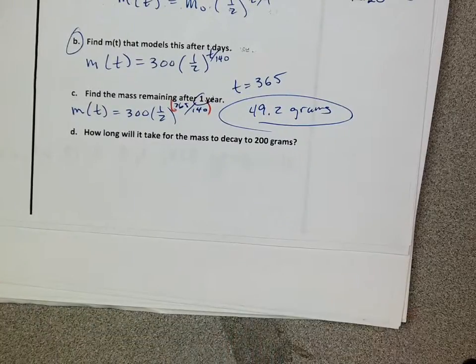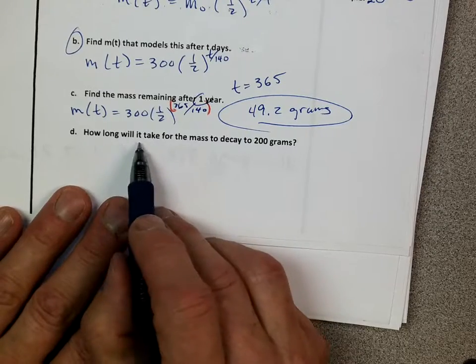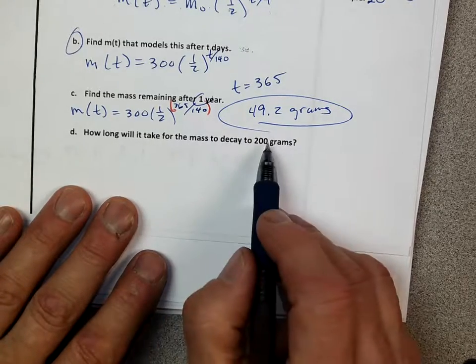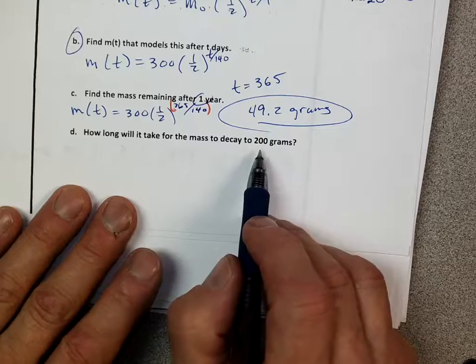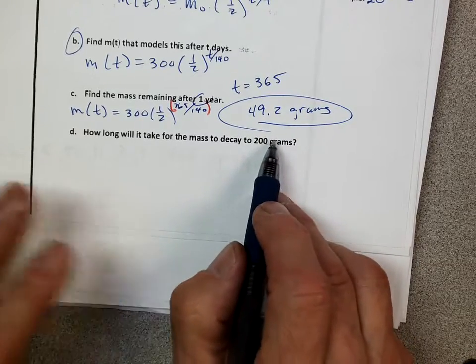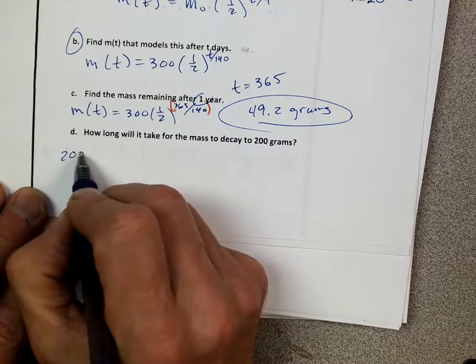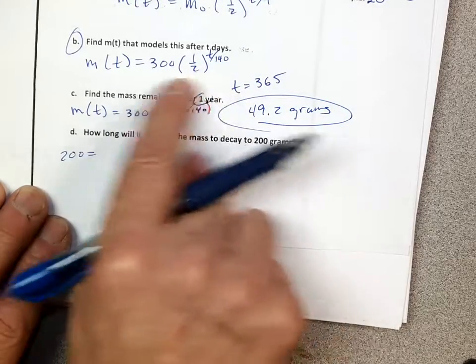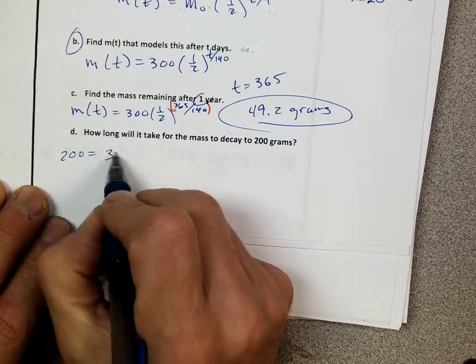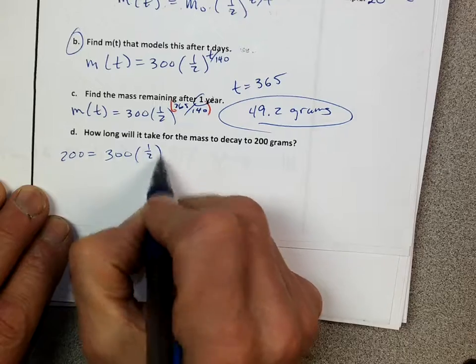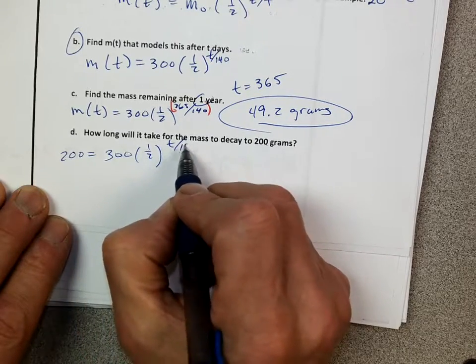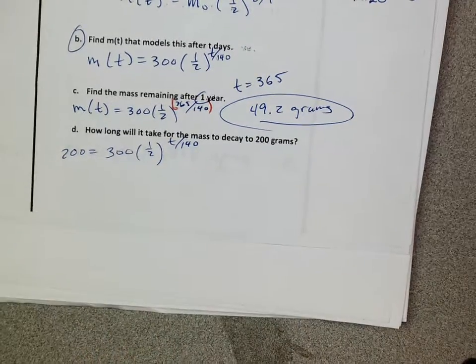Okay, D. What are we going to do about D? With D, how long will it take, that's in time, for the mass to decay to 200. So we're going to set it equal to 200. This is my ending mass. 200 is equal to my 300 times my 1/2 to the t over 140. I've got to solve for t.